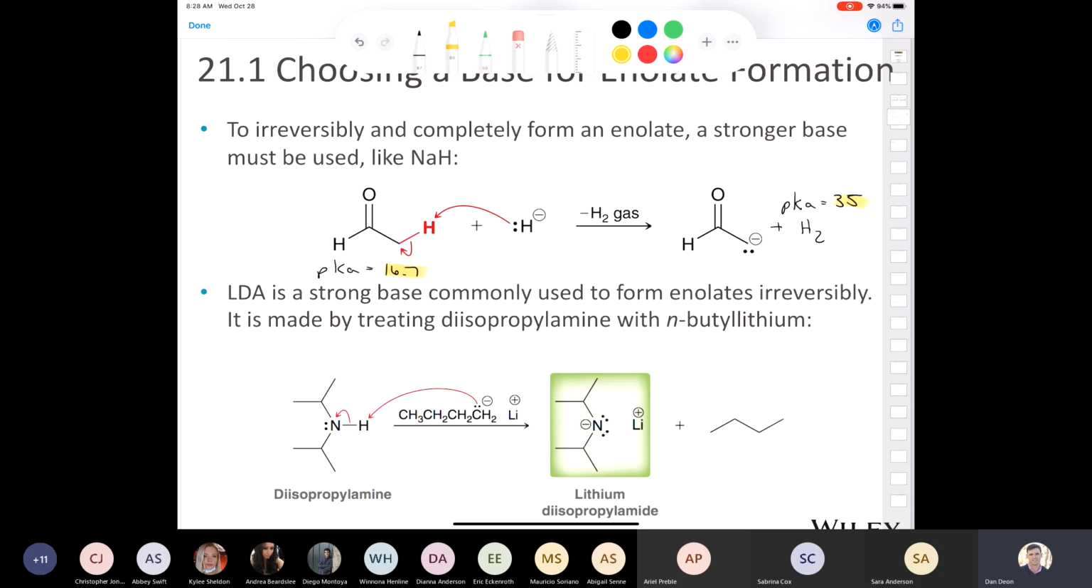And you also take advantage of Le Chatelier's principle, because as hydrogen gas is lost from the reaction, as it bubbles out of the reaction mixture, because it's a gas, it's going to push the reaction towards the product, the enolate. Okay, so that's one way.